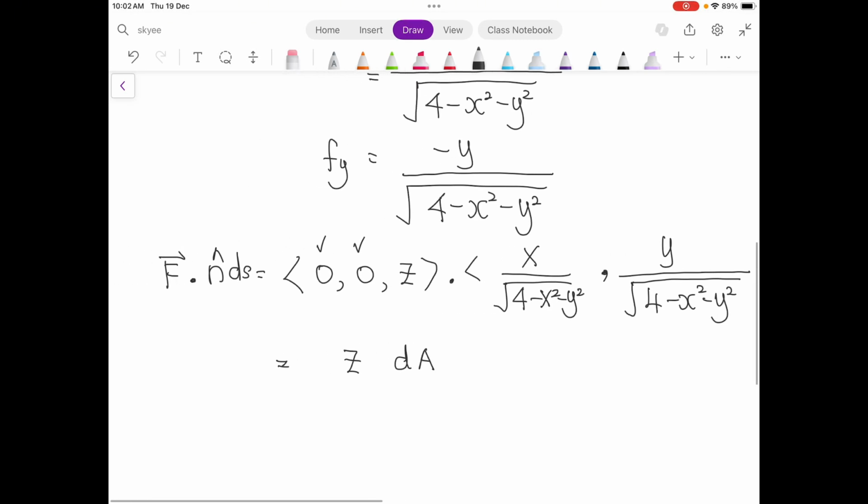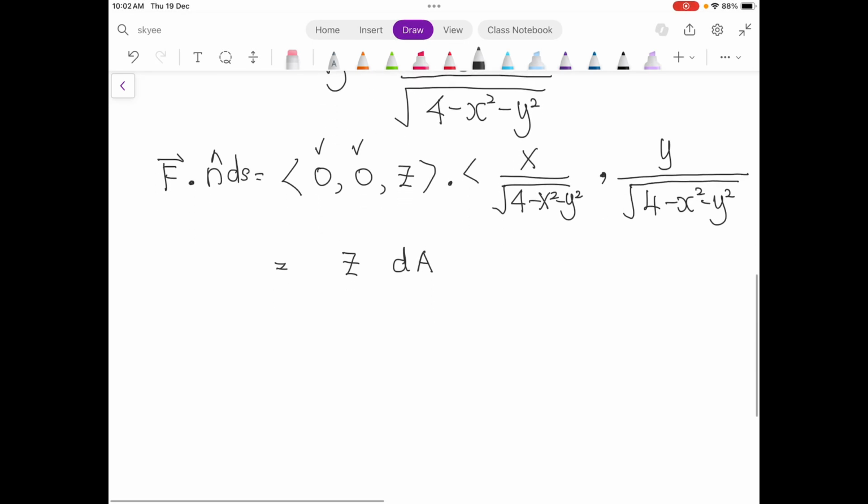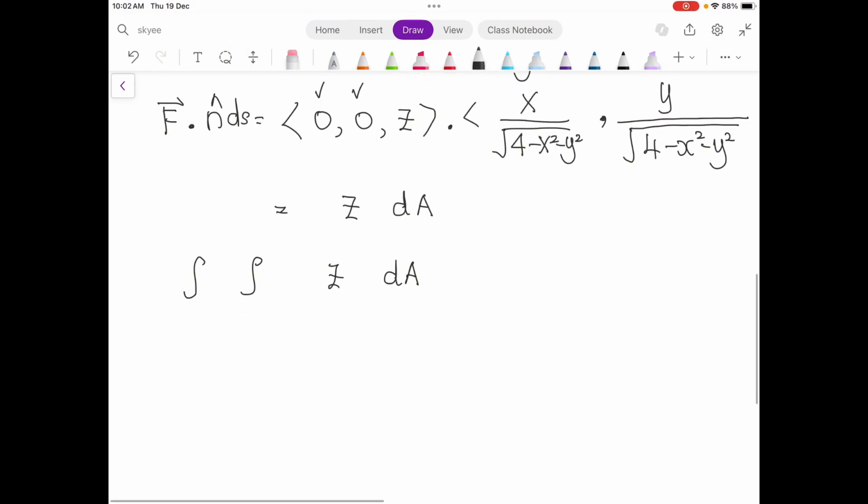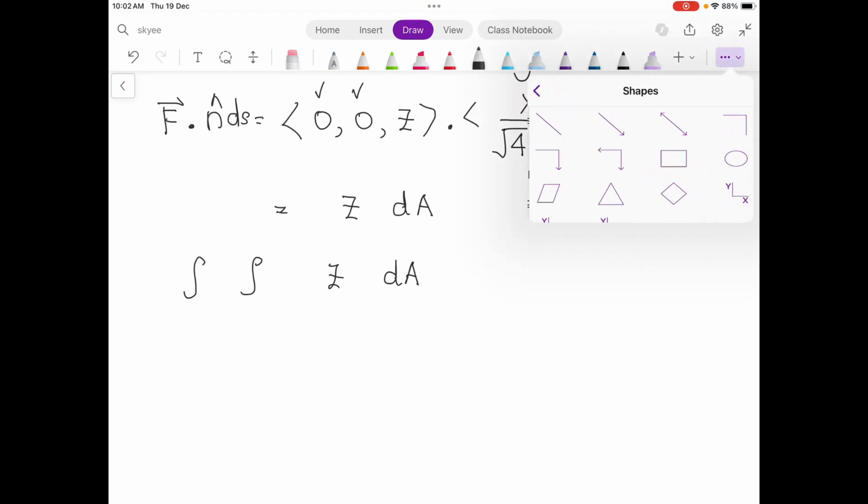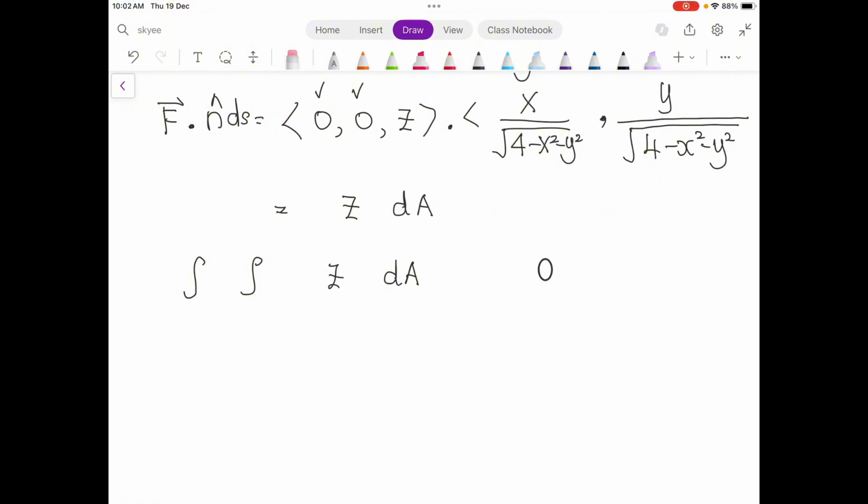Right, z dA. Now you can put it in our double integral, so we have z dA. We need to choose the projection that we want for the surface. It is a sphere. I think everybody knows what a sphere looks like. So this is a sphere, right?